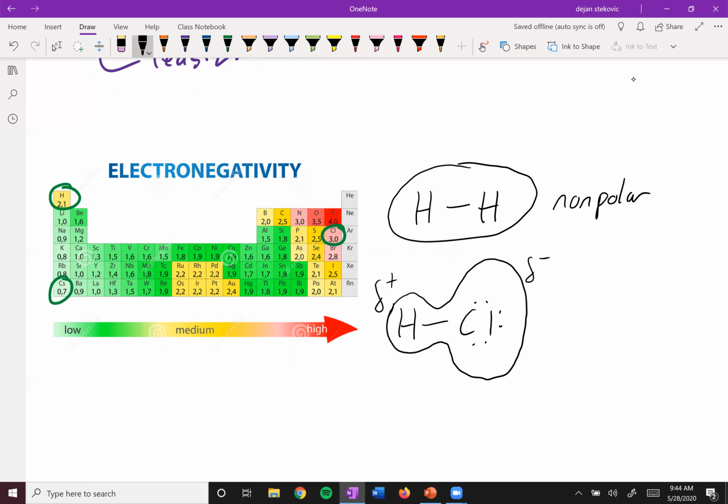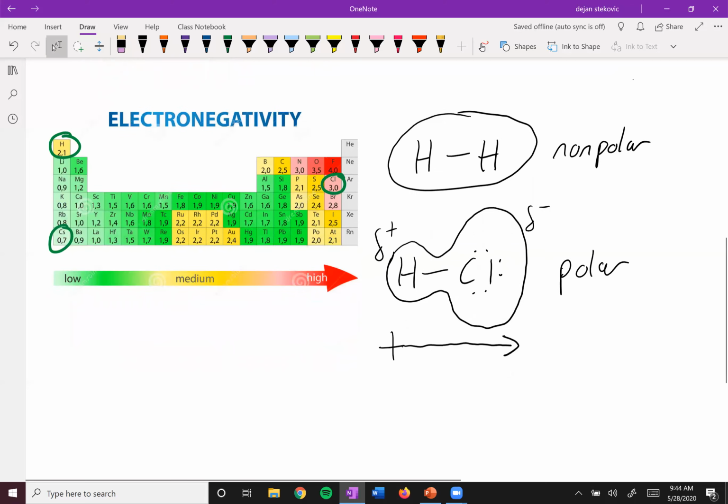Another way to show this is with a dipole arrow. So remember, in a dipole arrow, the partial positive end gets the plus end of the arrow, and then the negative end gets the arrowhead. And so we say this bond is polar.